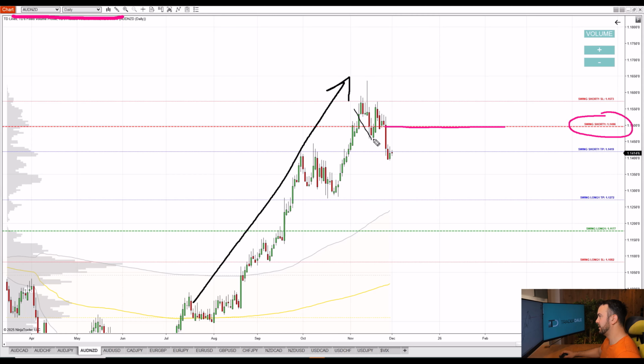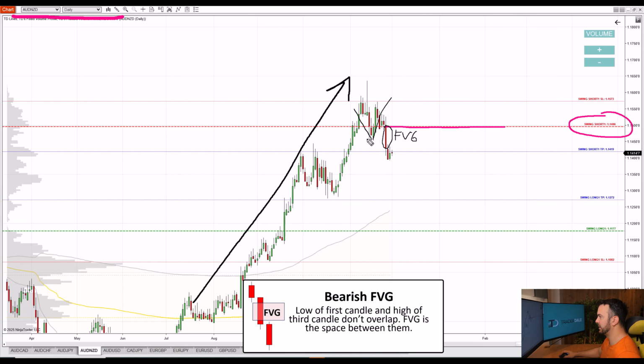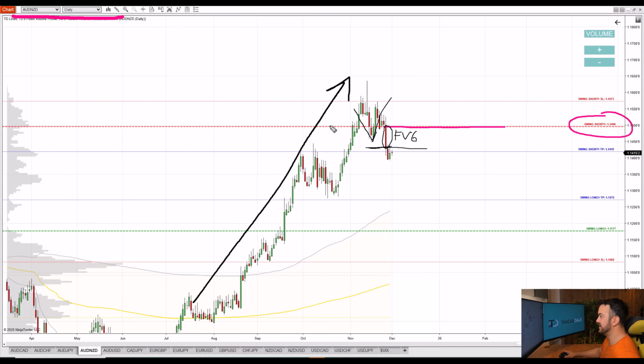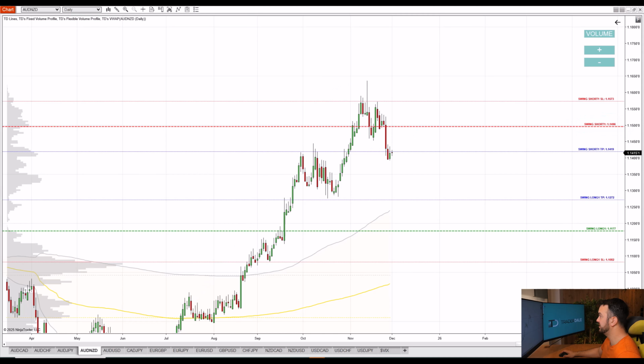See, there was this low in here, and then there was this huge candle forming a fair value gap. Here's a fair value gap, and that candle closed below this rejection. It closed in here. So that might be a signal that the trend is reversing and we might be able to take some nice shorts here.